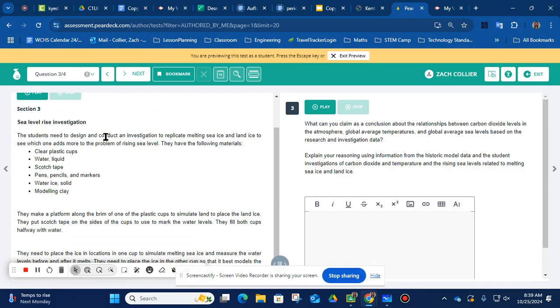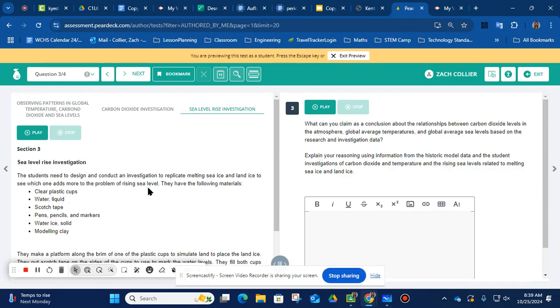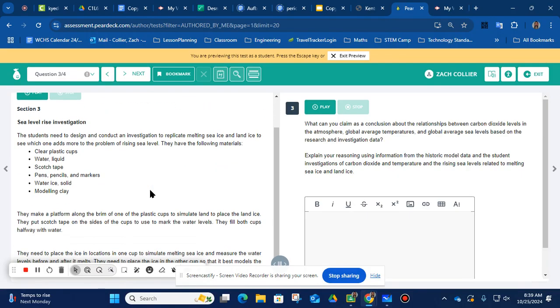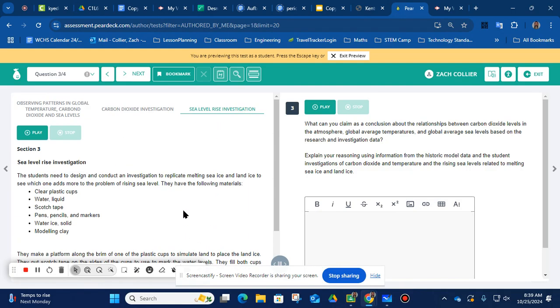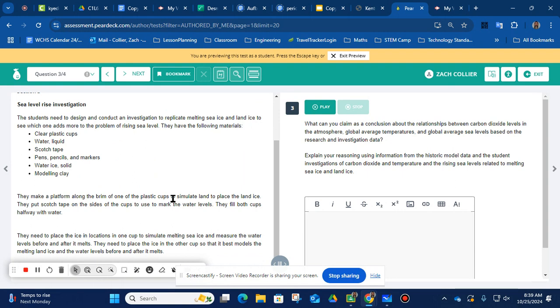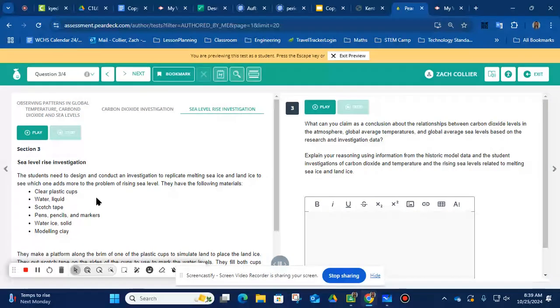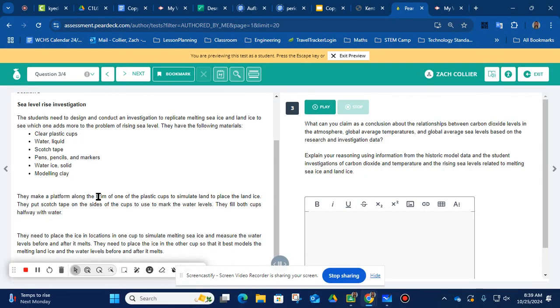So, again, this is the sea level rise investigation. This is the thing we did with the plastic cups to simulate the different conditions where ice was placed either on the land or in the sea and then allowed to melt. So we did this together, but you need to pull information from the outcome of that. You have to think about what it is they need. Now, I should have included data from that, and I don't think I did. So I need to go back before the exam and include data from that.